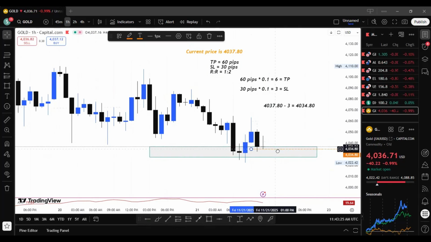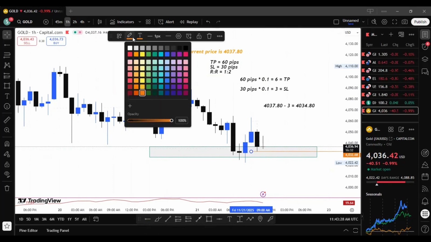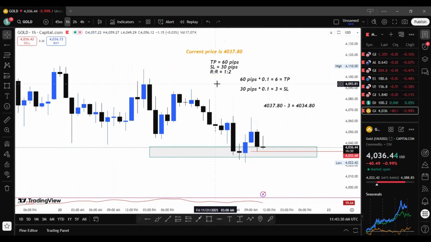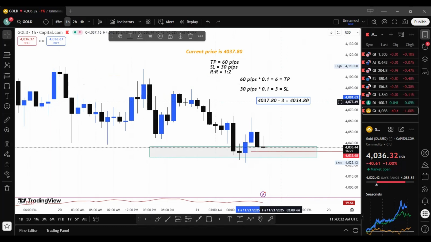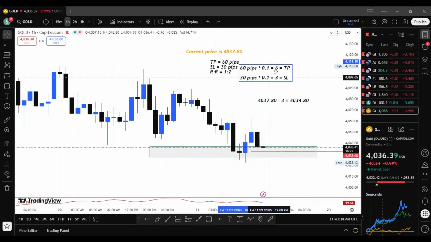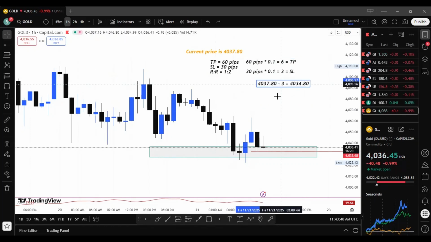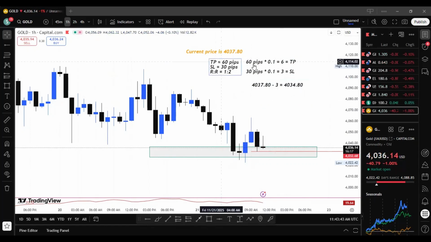Let me bring it somewhere down. Let me change the color of the stop loss to red, so that people know it's a stop loss. So that's basically how we calculate our stop loss. Then for the take profit, because you are going long, the take profit will be above the current market price. So this is how you are going to do it. The take profit of 60 pips gives us 6.